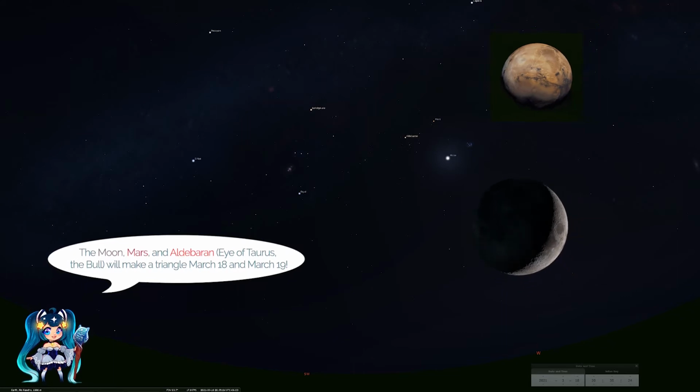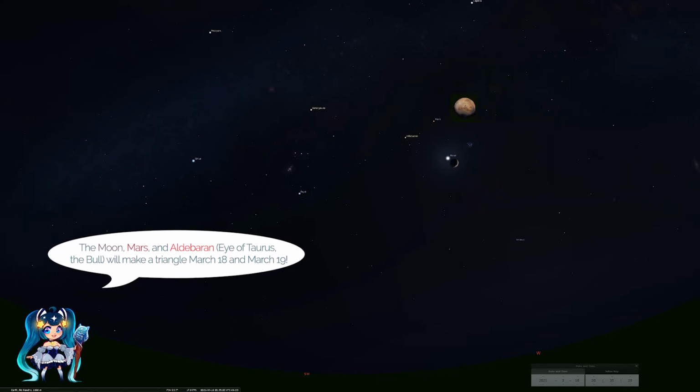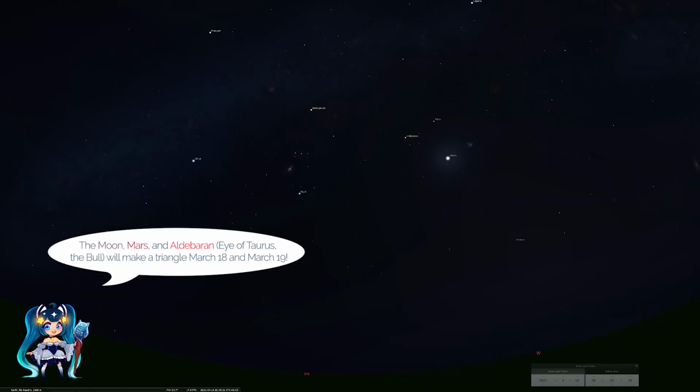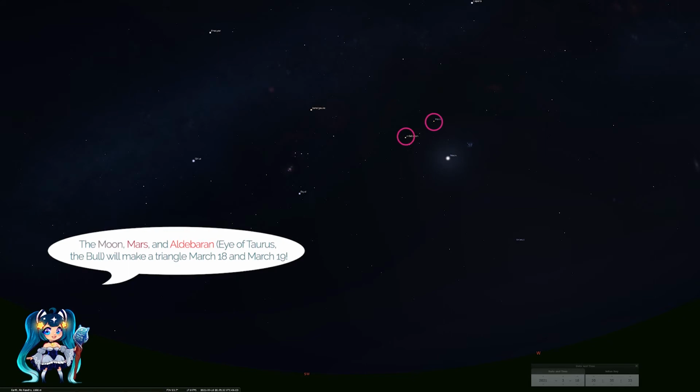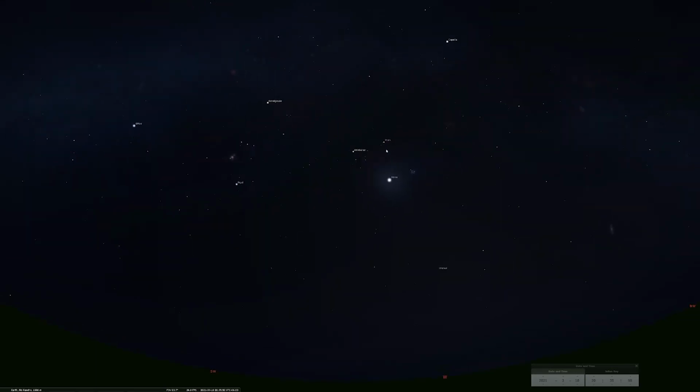Mars will have drifted from where the Pleiades are to being right above the Hyades, the V-shaped face of Taurus the Bull, and a bright red giant star named Aldebaran. And this will actually let you see the difference between a planet and a star, because stars, of course, twinkle. Planets do not twinkle. You will see Mars will not be twinkling. And you will notice there's a nice triangle shape on the 18th. The moon will be below Mars and Aldebaran.